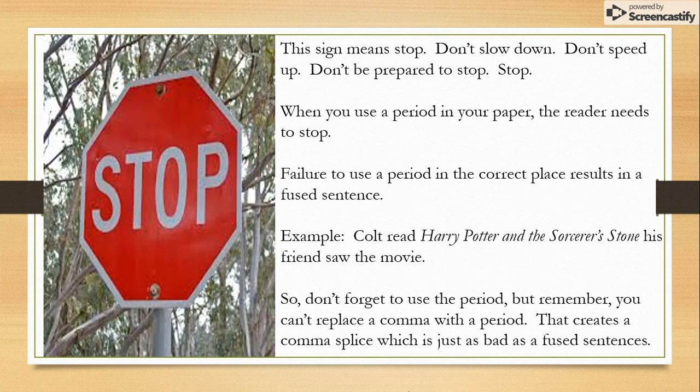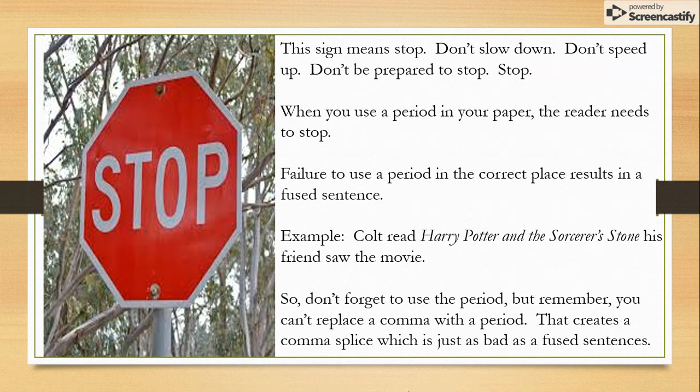The stop sign, on the other hand, only means one thing. It doesn't mean slow down. It doesn't mean speed up. It doesn't mean be prepared to stop. It means stop. And so when you use a period in your paper, the reader needs to stop. Failure to put a period in the correct place results in a fused sentence, and I have a video on fused sentences if you'd like to check that out.